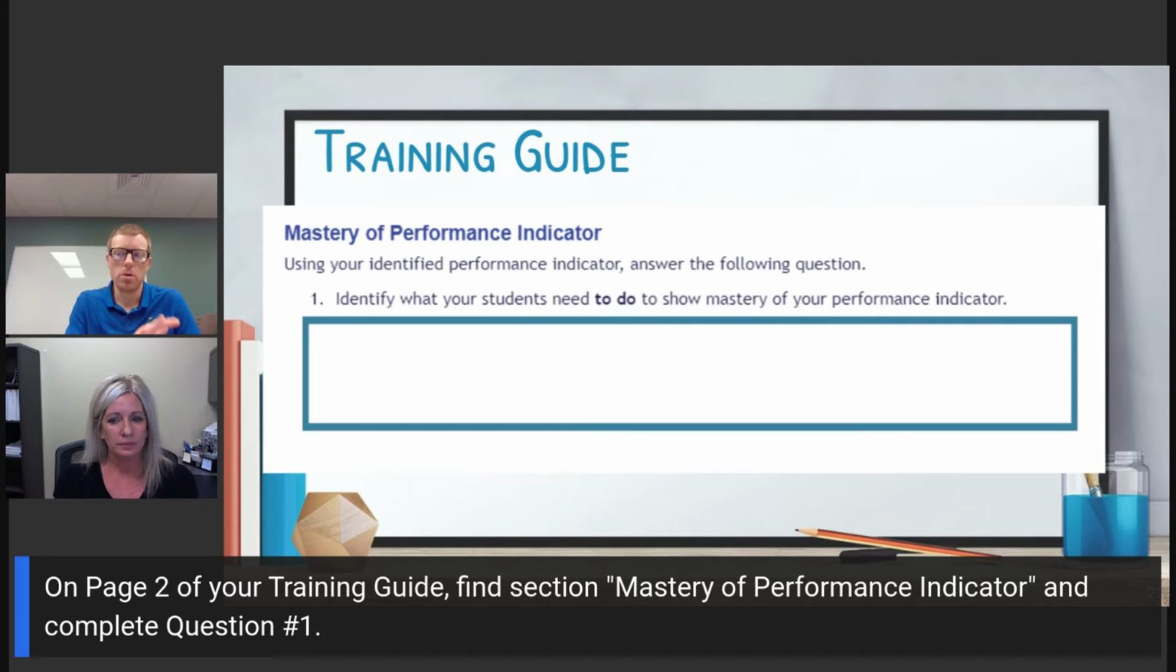You could type or write your I can statement, or you could describe what that assessment tool may look like, or you can do both. But pause the video and take the time to answer question 1 on page 2 of the mastery section.